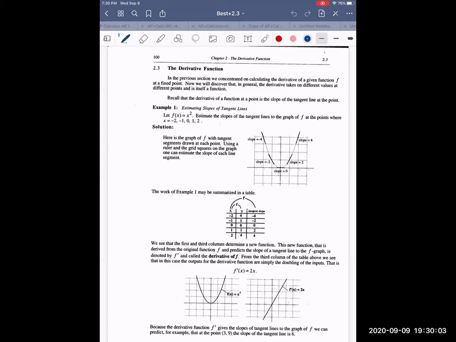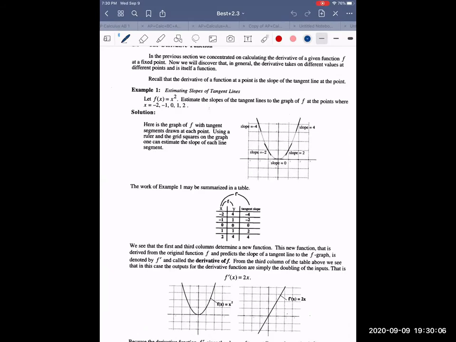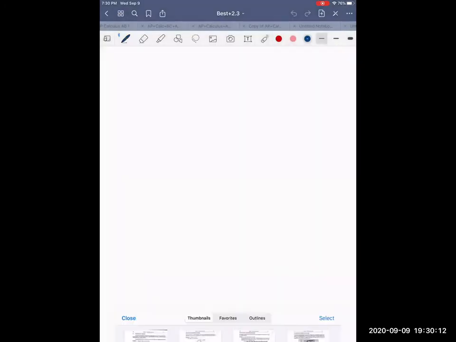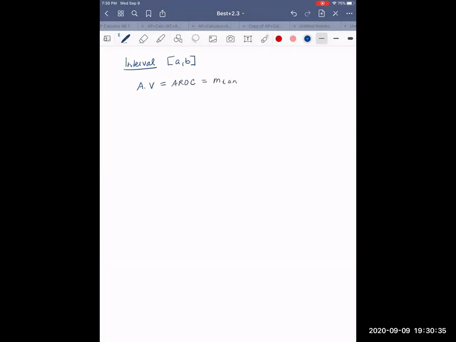But section 2.3 is the derivative function. So let me go back and state this very important bit of information. And it is this: on an interval, some interval from A to B, the average velocity, which is the same as the average rate of change, is equal to the slope of a tangent line, which connects the endpoints of the interval.